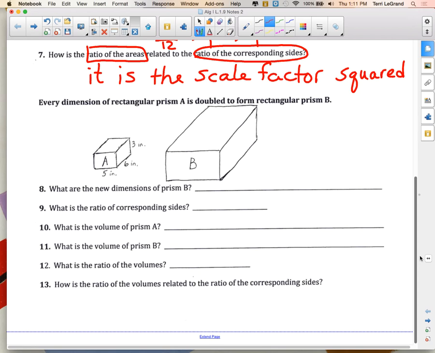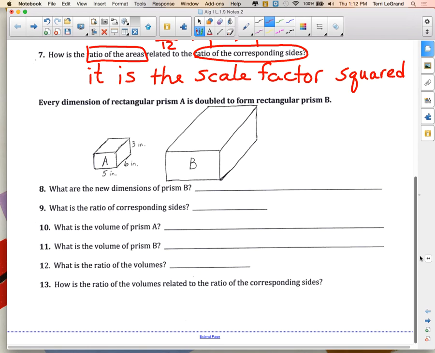What are the dimensions called in a rectangular prism? Radius? Circumference? I'm just throwing some geometric terms out here. Perimeter. What are the dimensions called in a rectangular prism? You really don't know? Length, width, and height. Those are what the dimensions are called in a rectangular prism. We have a length, we have a width, and we have a height.